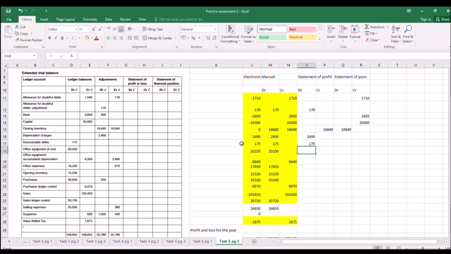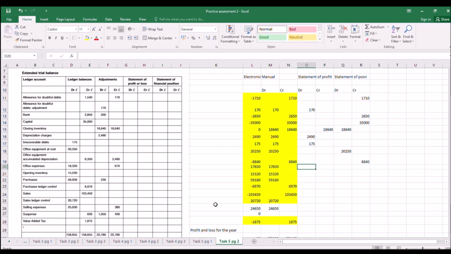There. Okay, we've office equipment at cost, that's an asset, so that goes into our balance sheet, our statement of position as a debit there. Our office equipment accumulated depreciation is the reduction in the value of that asset. So the net of those two is the carrying amount in here. So the carrying amount in the electronic method nicely comes out as 11,410.